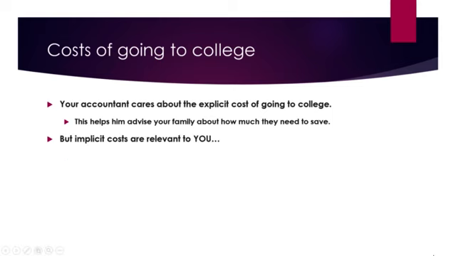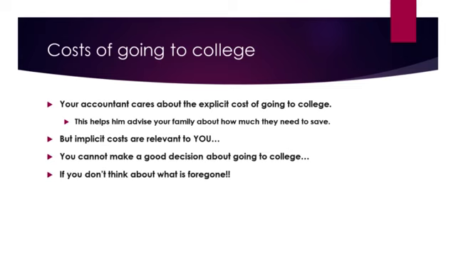But as we've already argued, implicit costs are relevant to you too. While your accountant might not care that much about them, you can't make a good decision about going to college if you don't think about what is foregone, right? So in the back of your mind somewhere, you said, okay, if I go to college, I give up work for 4 years, and you decided that was a reasonable trade-off. But in the back of your mind, you should be thinking, hey, I've given up a lot of money to be here at college.